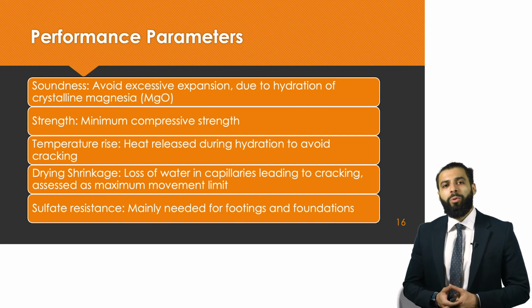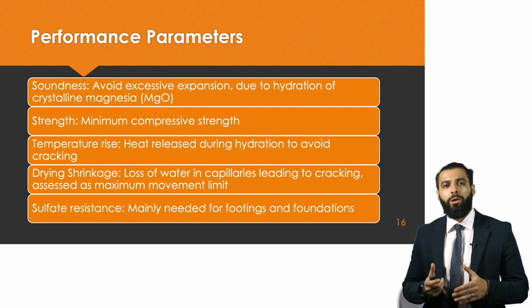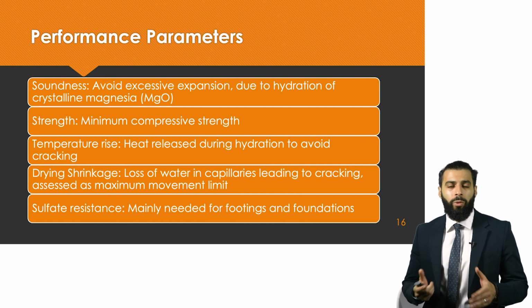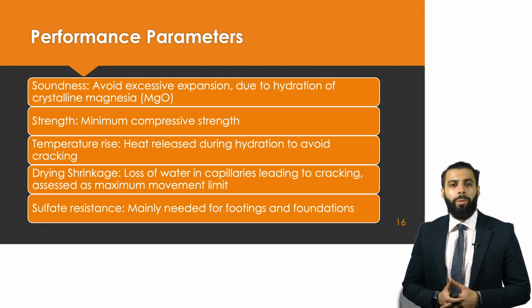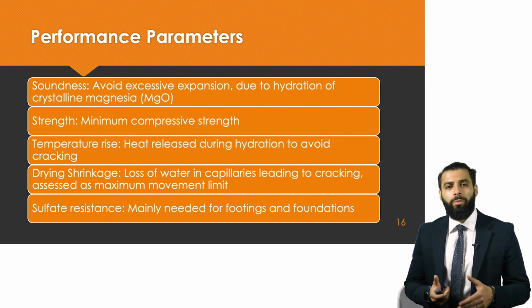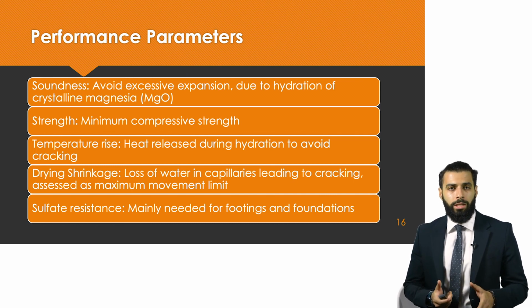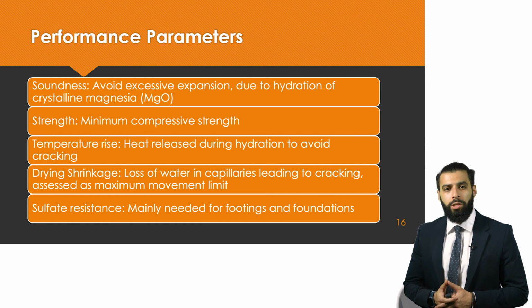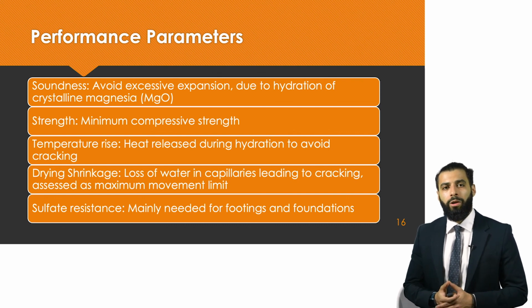The fourth parameter is drying shrinkage. So the standards try to limit drying shrinkage, and that's the loss of water in the capillaries of your concrete mix. And when that water evaporates, it can lead to cracking in the final product, which is something that we want to avoid. So that's why there's a maximum movement limit that's specified for shrinkage. And then sulfate resistance, and that's associated with your foundations. So it's just to reduce sulfate attack that takes place beneath the ground. That's where your concrete foundations would be placed.